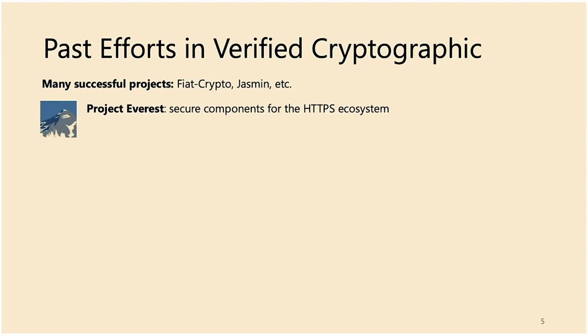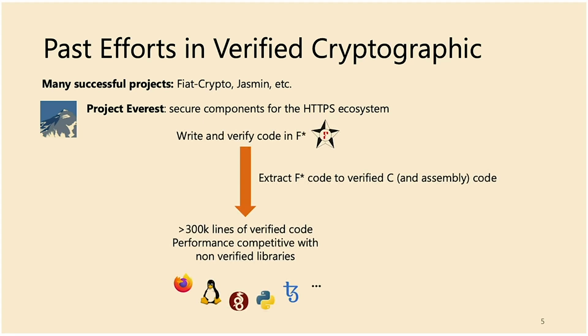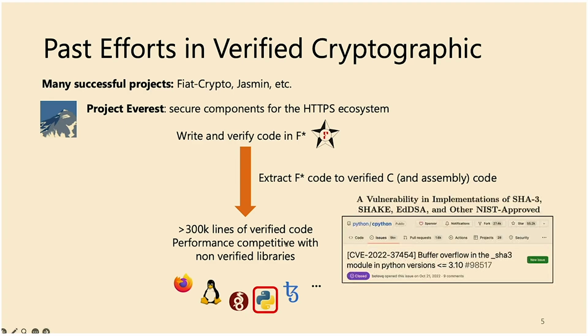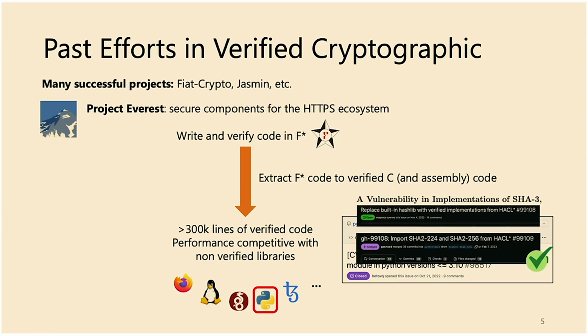And I was personally involved in Project Everest, whose goal was to develop secure components for the HTTPS ecosystem. The methodology was to write and verify code in the F-star proof-oriented language, and once the code was verified, we would extract it to a mix of verified C and assembly code, which we could then deploy in various real-world projects. It was a pretty successful project. It led to more than 300,000 lines of verified code, which was deployed, for example, in Firefox, Linux, WireGuard, or Python. And in the specific case of Python, we actually replaced the problematic hash implementations I've mentioned before, which means that today we are extremely confident that the kind of vulnerabilities I showed on the previous slide don't exist anymore in those specific implementations in the Python standard library.